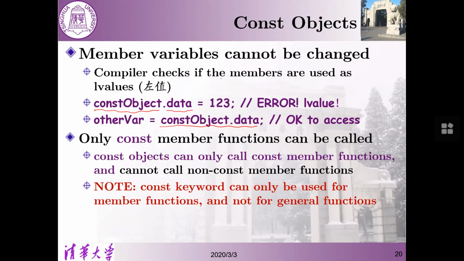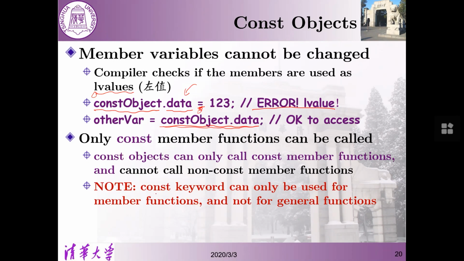So compiler will check whether this value is used as L value. L value means to the left hand. L is left, to the left hand of the equal sign, right? Assignment operator. So if it is L value, then compiler error. If it is R value, to the right hand, it is fine. Okay. And then only const member functions can be called. So a const object can only call const member functions.